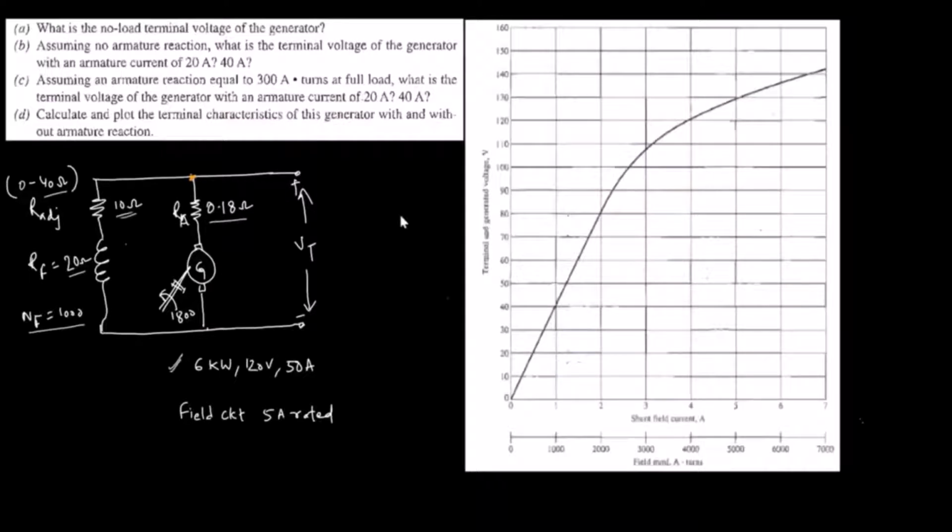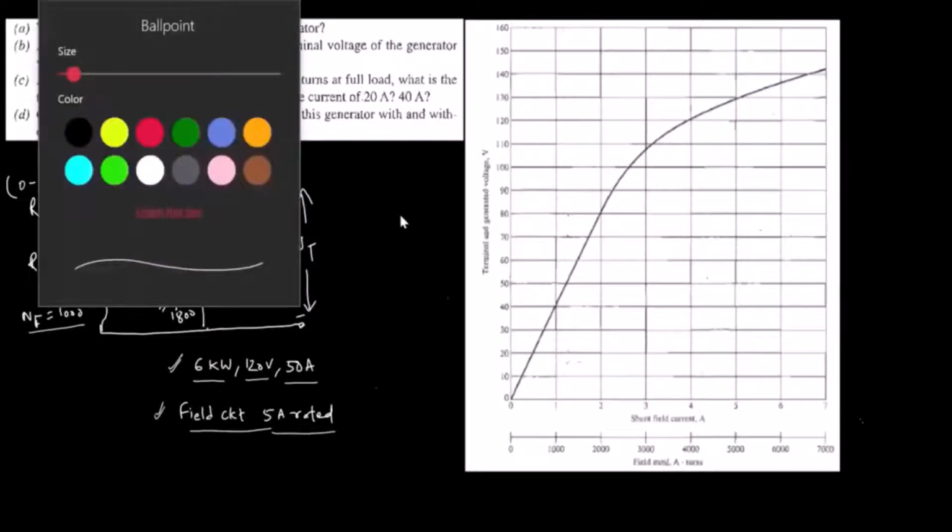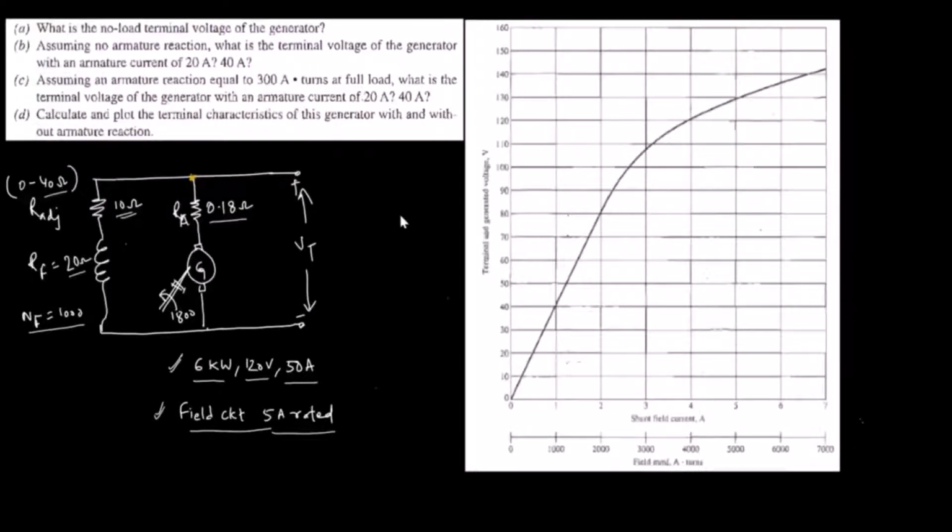The machine has a rating of 6 kilowatts, 120 volts and 50 amps loading capacity, and the field circuit is rated 5 amps. The field can allow a maximum of 5 amps current in the circuit. So this is the information given with respect to the machine. The first question is, what is the no load terminal voltage of the generator?